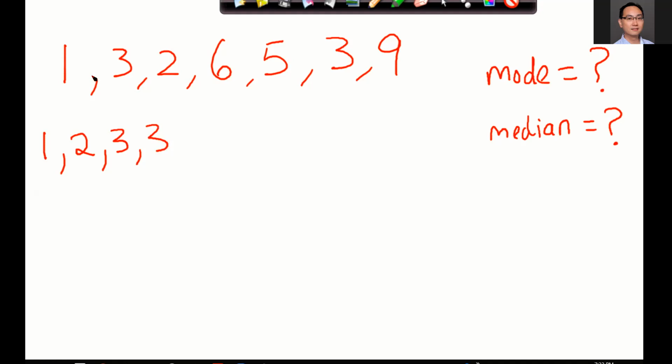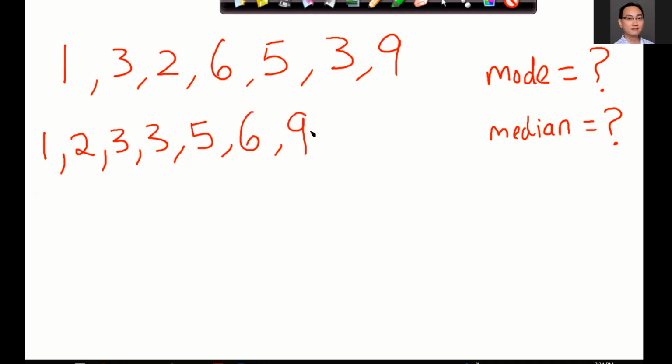Then I look at the next. From this data, what is the next smallest? 2, right? So I put 2. Then the next smaller, 3. But I got another number 3 here, so I put 3 again. Then I continue. After 3 is what? 5, right? And followed by 6. And followed by 9. I put a comma for each number.